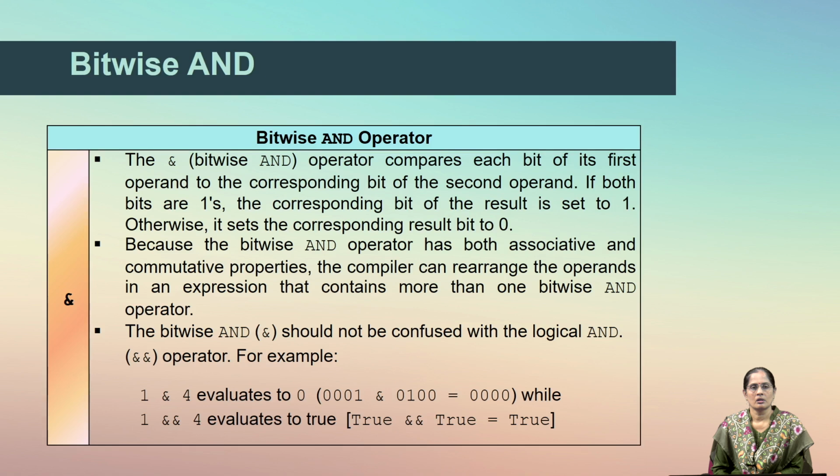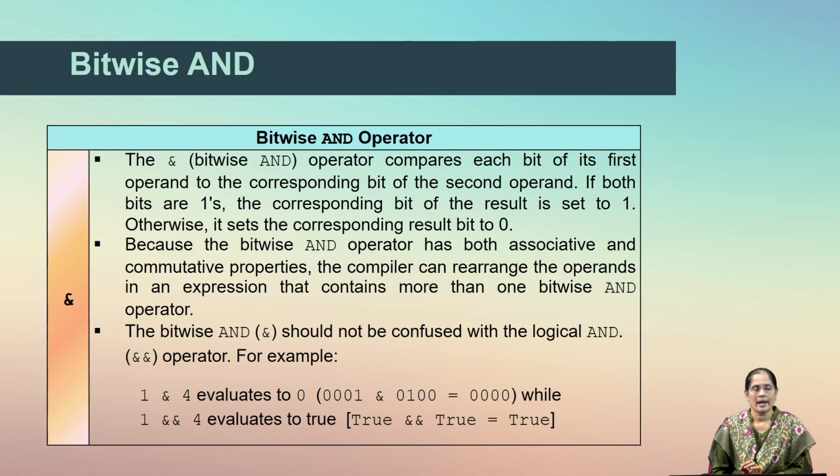So, we will focus on the bitwise AND operation. As we have already seen, the bitwise AND operator compares each bit of its first operand to the corresponding bit of the second operand. If both bits are 1s, the corresponding bit of the result is set to 1, otherwise it is 0. Since C handles the bitwise AND operator with both associative and commutative properties, we can rearrange the operands in any order in an expression.